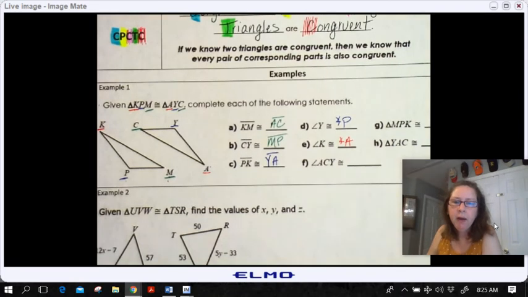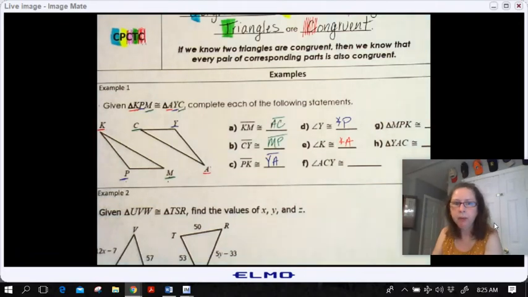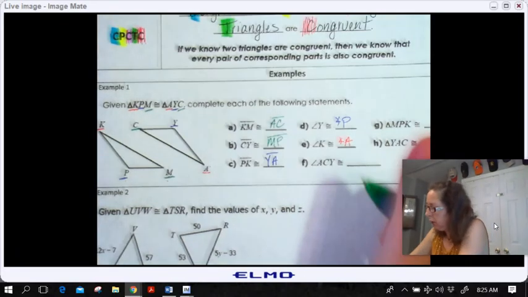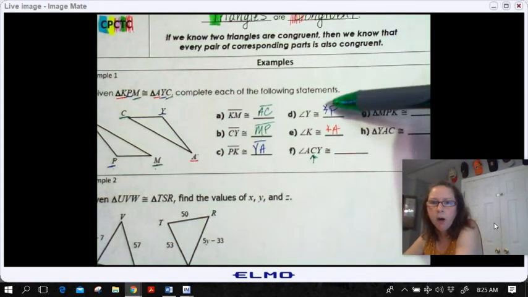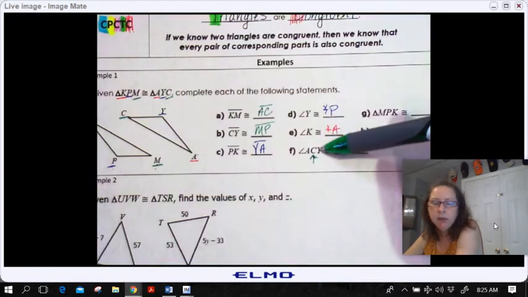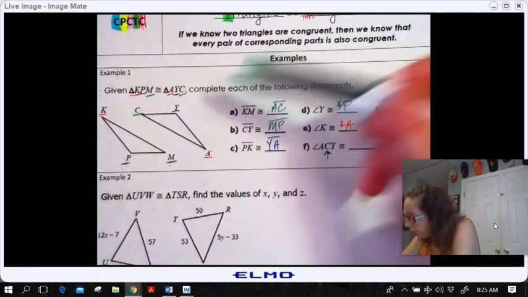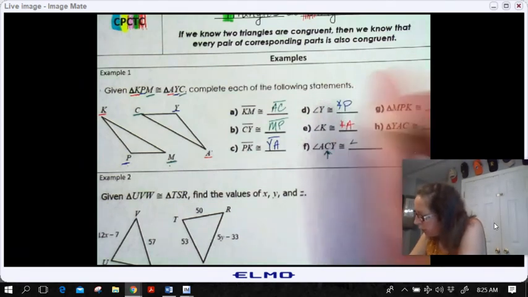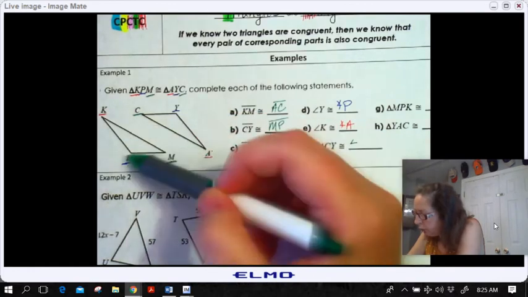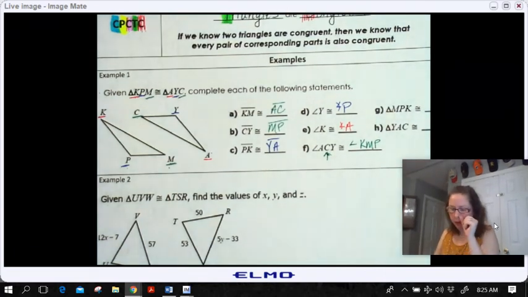And now let's talk about angles. If you remember, when we label angles, we always put the angle in the center. Here they asked for angle Y. Here they're asking for angle C, but they want me to give it to them in a specific way. So ACY is red, green, blue. So when I give them this angle, I need to do red, green, blue, which will be KMP.